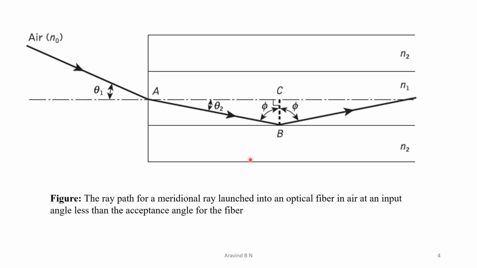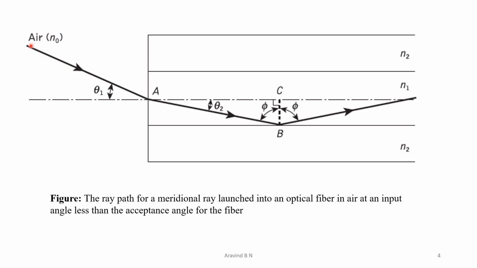Now let us first understand this diagram. Based on this diagram, we are going to have a small derivation for the numerical aperture. So this is the complete optical fiber. This is the core part and these are the cladding parts. The core has the refractive index of n1. The cladding has the refractive index of n2. Now this is the air medium.